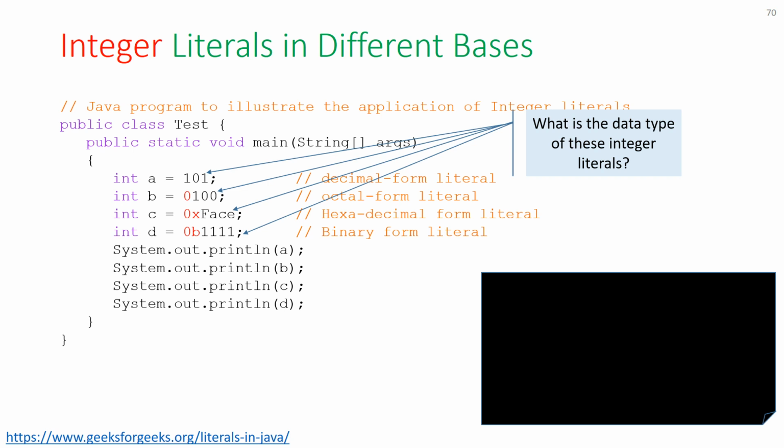The next one is 0xFACE, F-A-C-E. These are part of the letters that I can use in a hexadecimal number. I can use everything from 0 to 9 and then A to F, okay? So these are hexadecimal digits, actually. So this is still an integer literal. It is written using a notation that is hexadecimal.